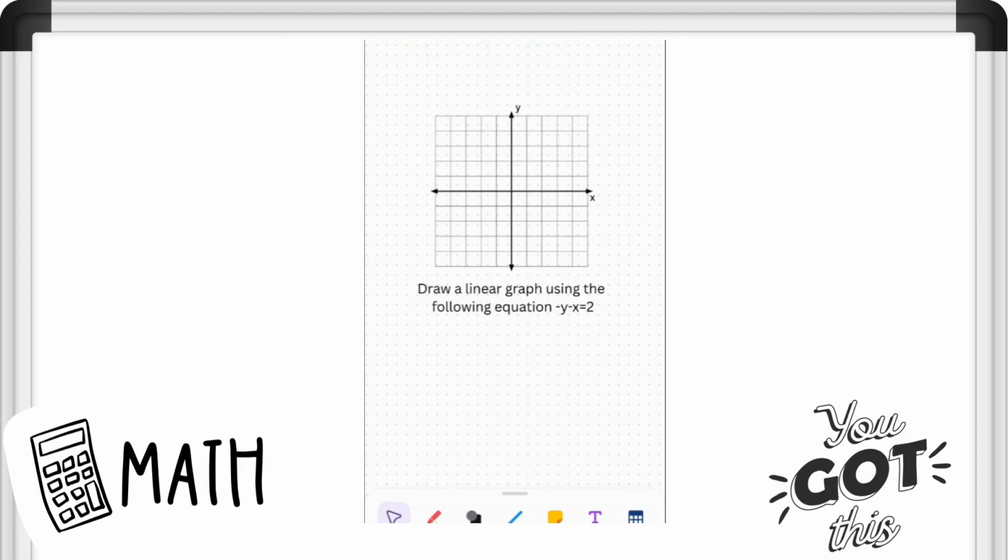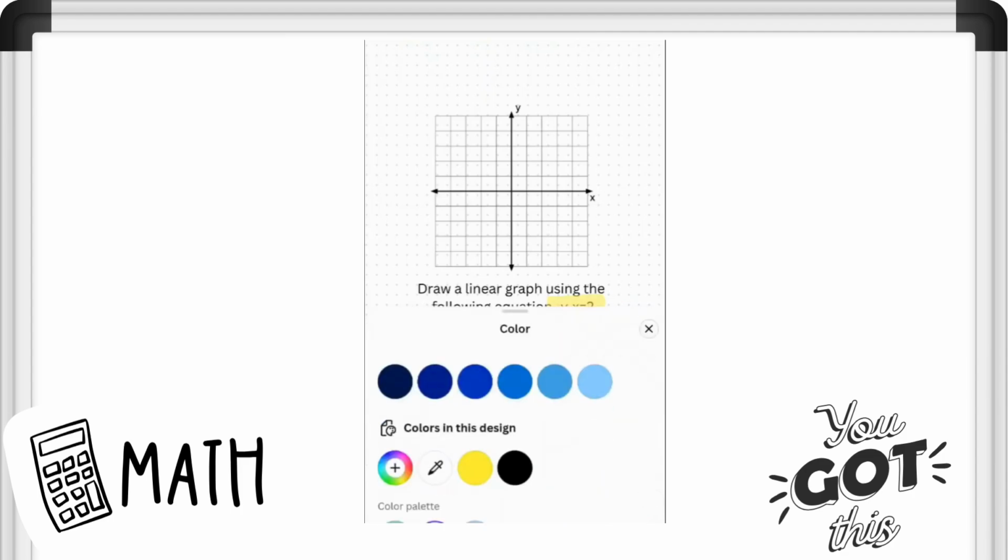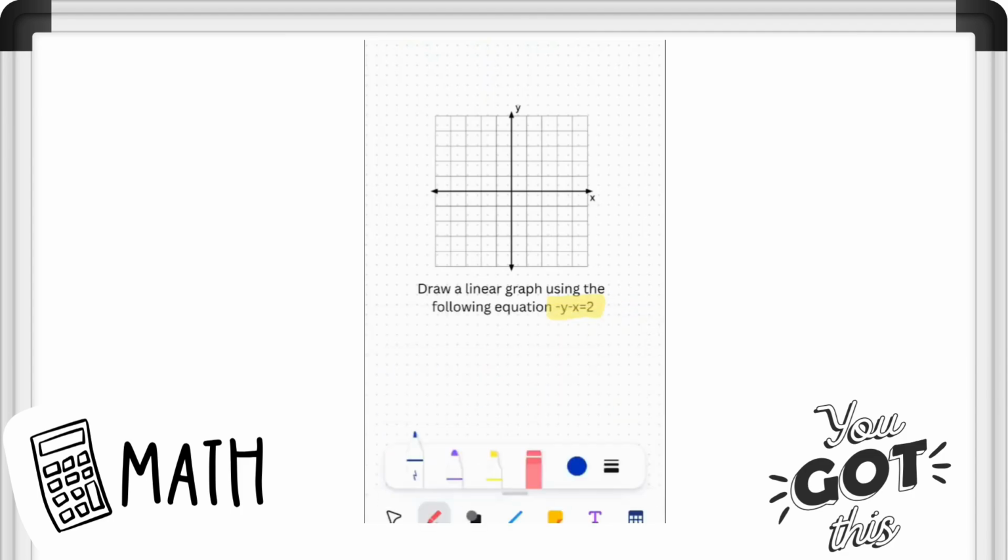In the previous video, we looked at how to find the equation of a line. In this video, they've given us the equation of the line. They've told us that it is negative y minus x is equal to 2. Now, whenever we are doing a graph, it should always be in standard form. And standard form is y is equal to mx plus c.